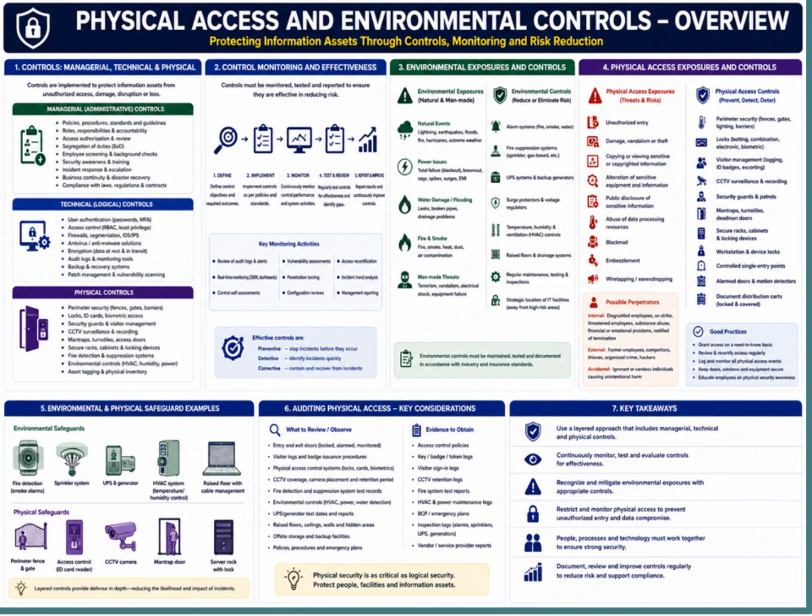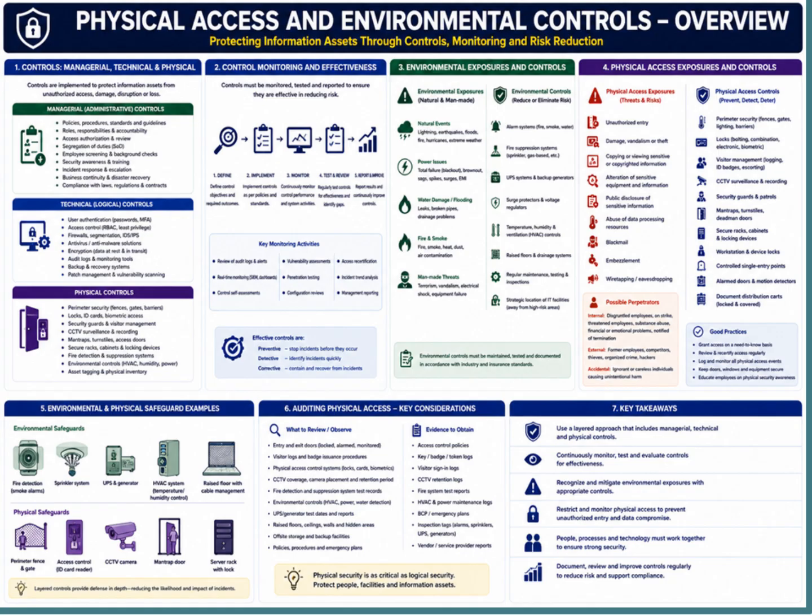An important concept in this area is continuous monitoring and control effectiveness. Controls must not only exist, they must be tested, reviewed, and maintained regularly to ensure they remain effective in reducing risk. Organizations also face a range of environmental exposures. These include natural events such as floods, fires, lightning, earthquakes, and storms, as well as power failures, water leaks, overheating, humidity issues, and equipment failure.